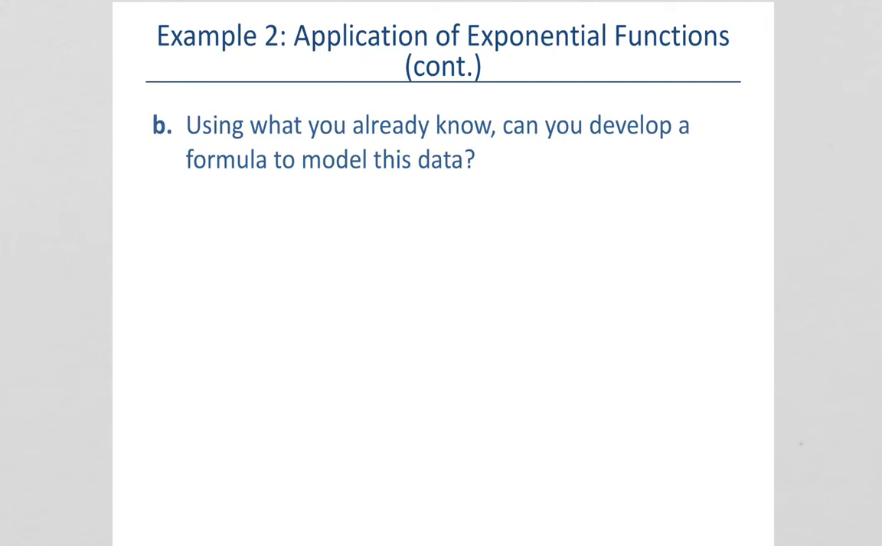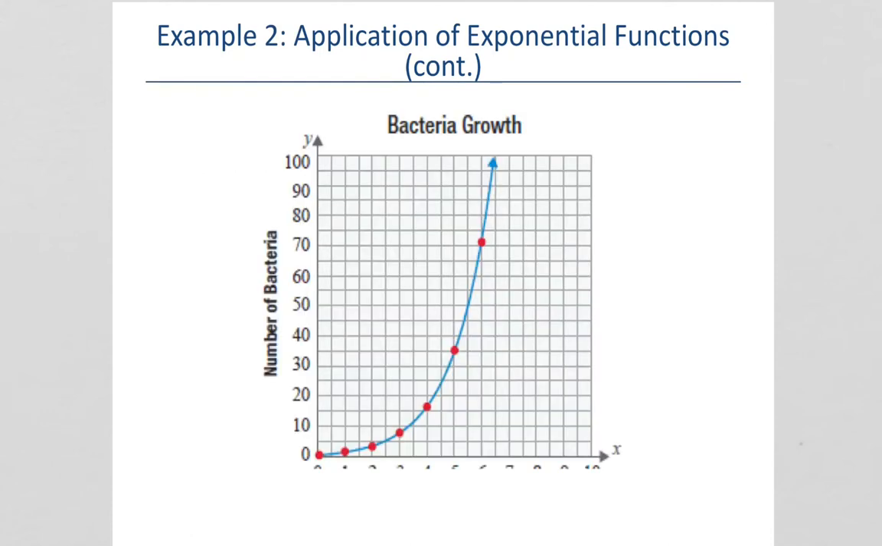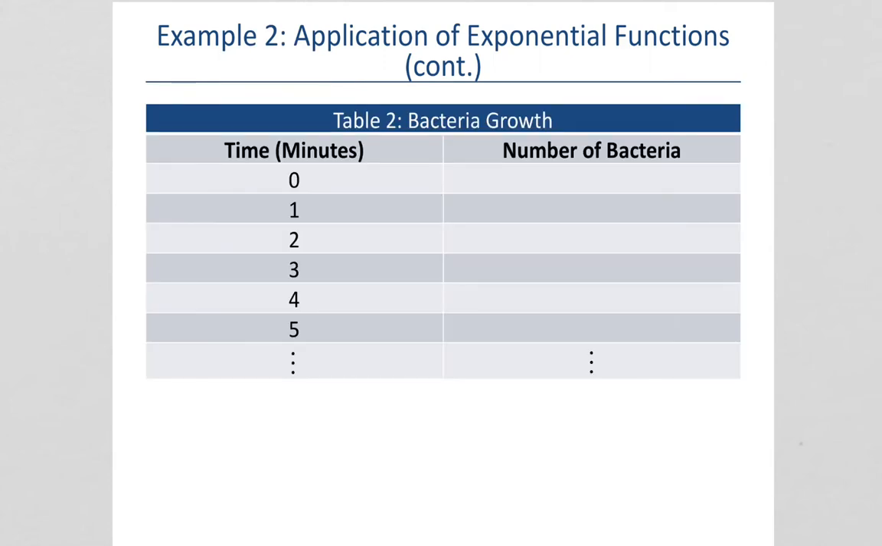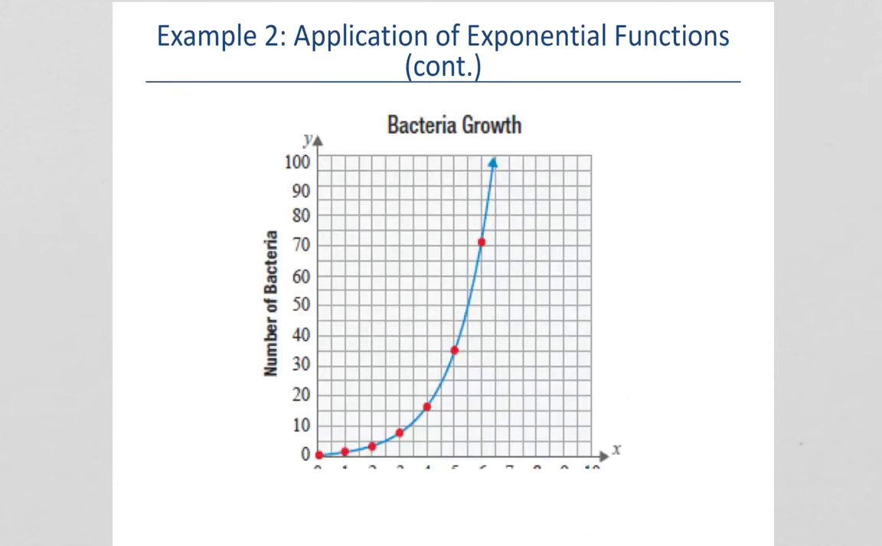Using what you already know, can you develop a formula to model this data? It's going to be the same one we just used, because we started with 1, 2, 4, 8, 16, 32. That's 2 to the 0, 2 to the 1, 2 to the 2, 2 to the 3, 2 to the 4, 2 to the 5. So a formula would be, again, 2 to the x. And here's the bacterial growth.